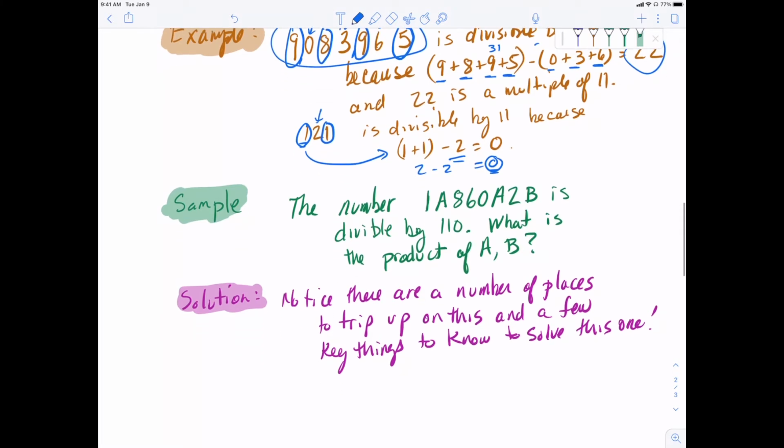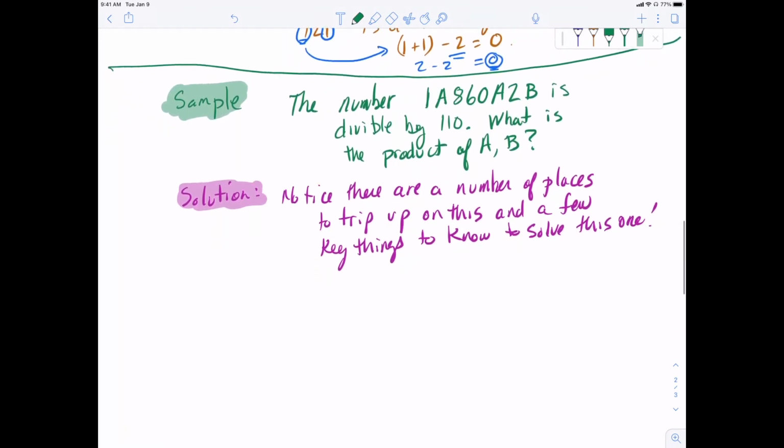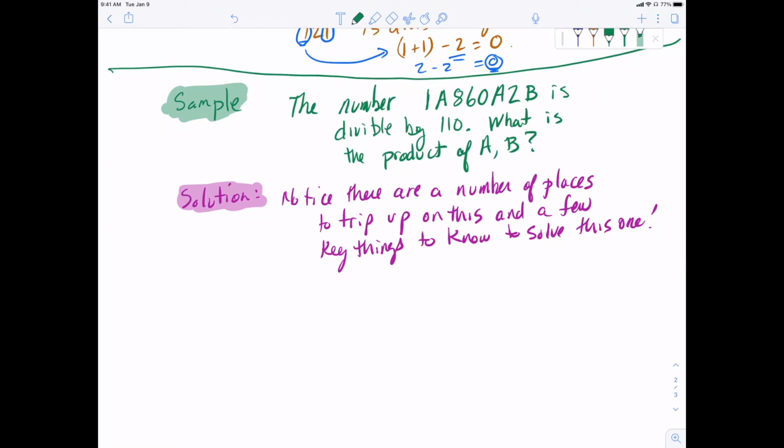Now, the sample problem is a little bit more involved, and this is typically how you will see this problem. It's a pretty involved question, but I think we can get through it. The number represented by 1A860A2B is divisible by 110. What is the product of A and B?